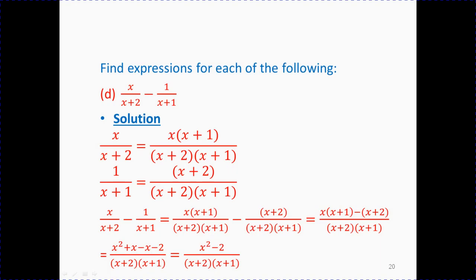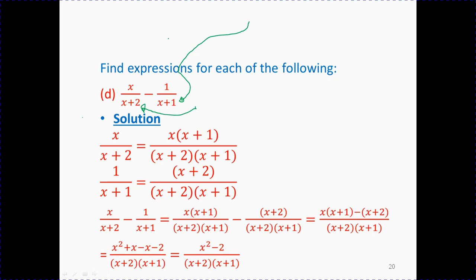Now find the expression for each of the following. What if we have two expressions? Now we have two different denominators. I have x plus 2 and x plus 1. How can I make them the same denominator? It's very simple. Just multiply the first denominator by the second denominator.